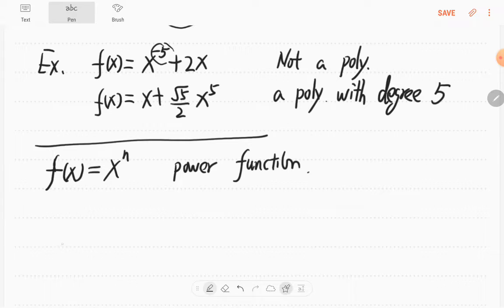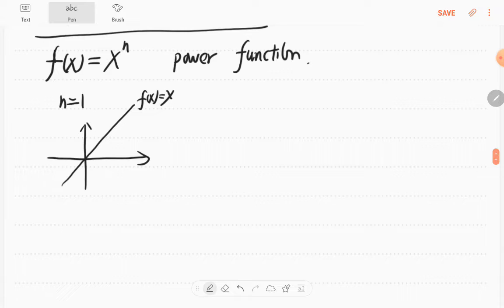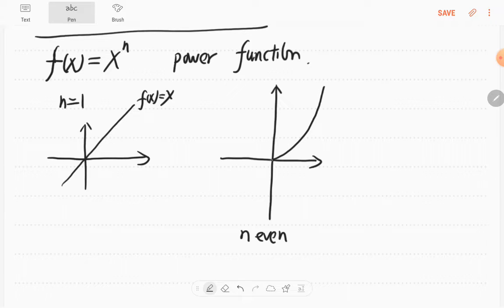And we know that if n equals 1, which is a straight line, this is f of x equals x, or y equals x. If n equals an even number, 2, like 2, 4, and 6, this kind of thing. If n equals 2, it would be this parabola.